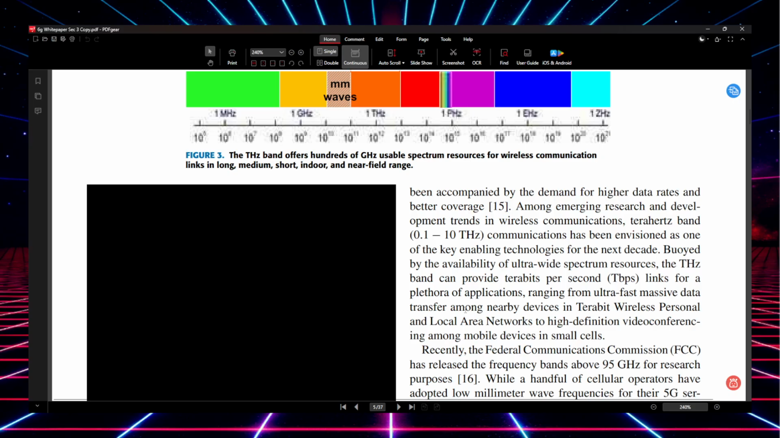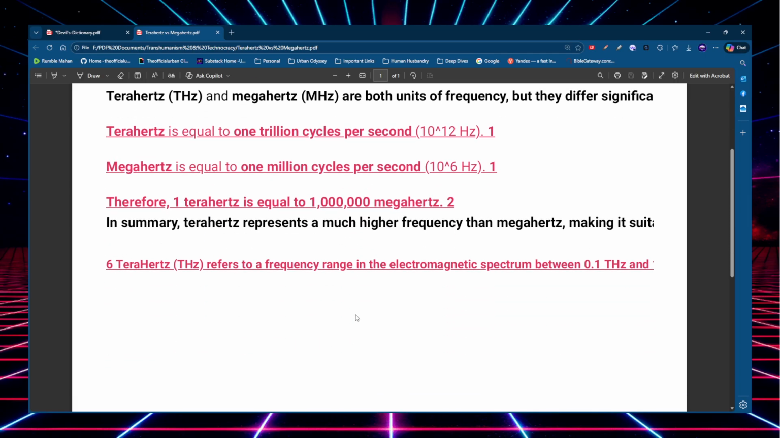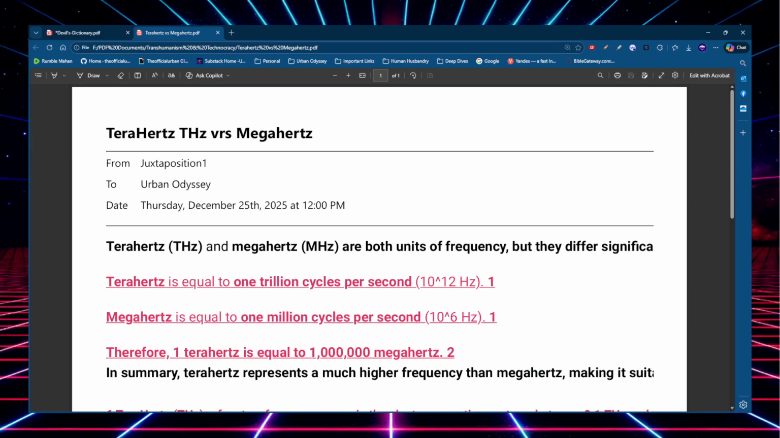And one second, let me get this little note that I kept and I'll read it to you because it'll help us with that. Okay, so this was something that was sent to me by Juxtaposition. He said terahertz and megahertz are both units of frequency, but they differ significantly. The terahertz is equal to 1 trillion cycles per second. Megahertz is equal to 1 million cycles per second. Therefore, 1 terahertz is equal to 1 million megahertz. And so that's your conversion factor. So back to the article.